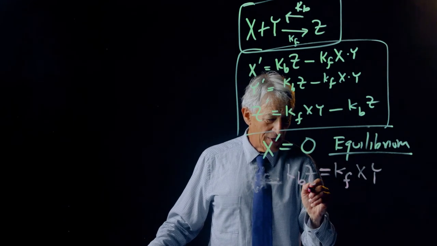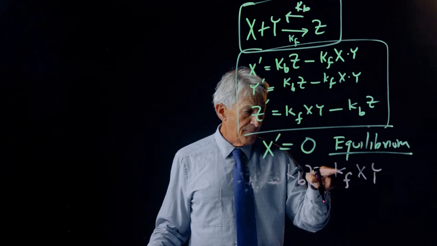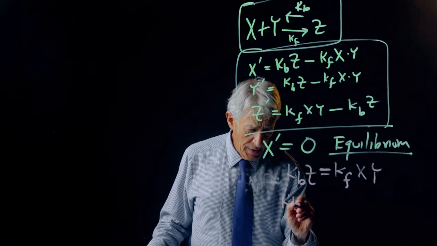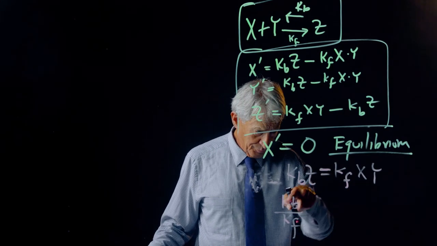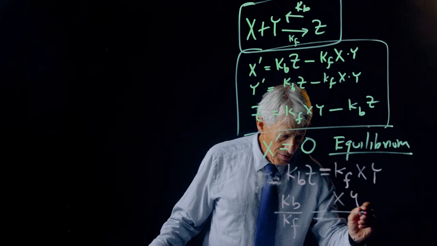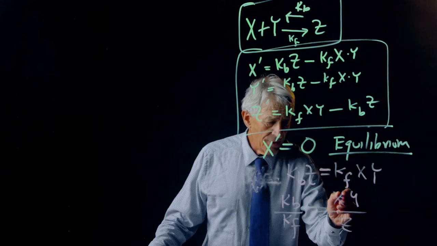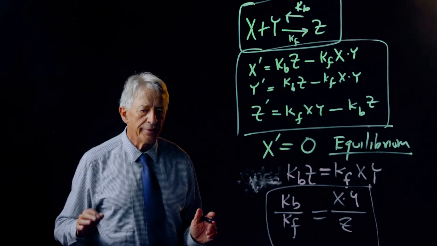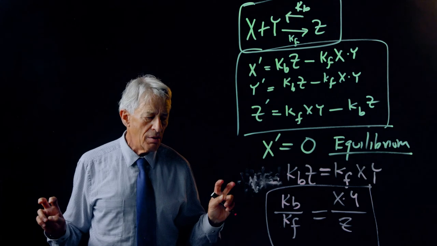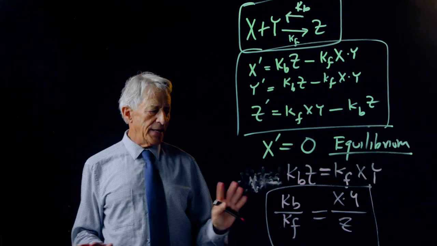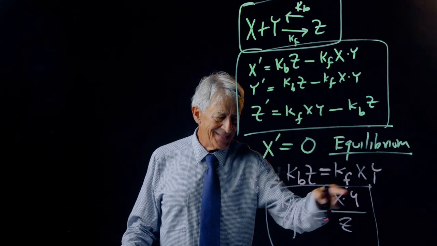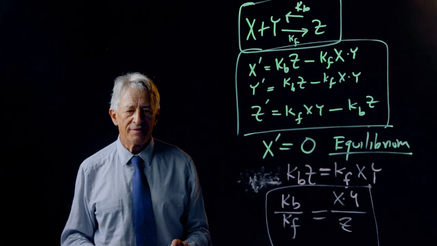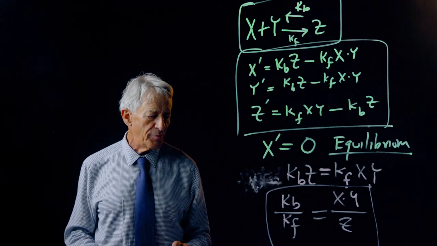Let's divide both sides by Z and divide both sides by K forward. And now we get KB over KF equals XY over Z. In other words, we can derive from the differential equation what is called the law of chemical equilibrium, which is that at equilibrium, the ratio of these quantities, X, Y, and Z, they will stand in the ratio KB over KF. And that's an important fundamental principle from elementary chemistry.